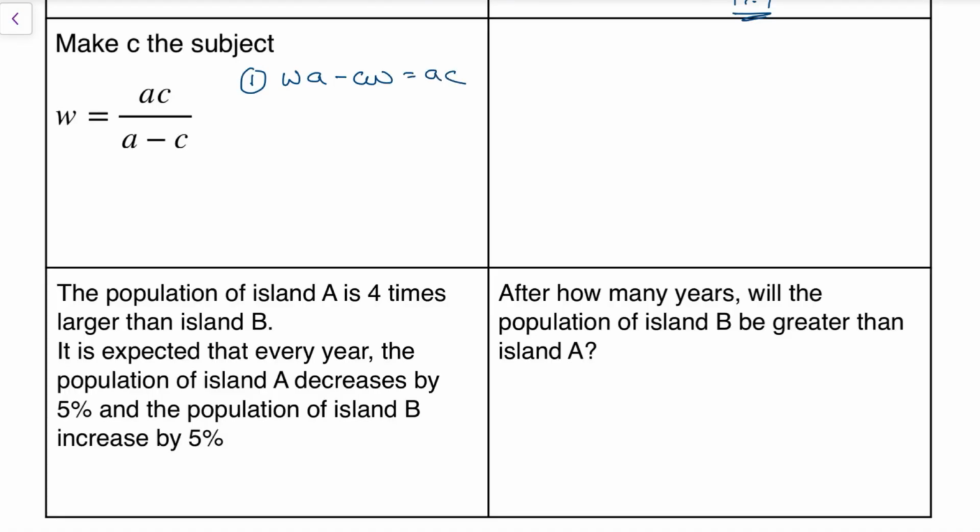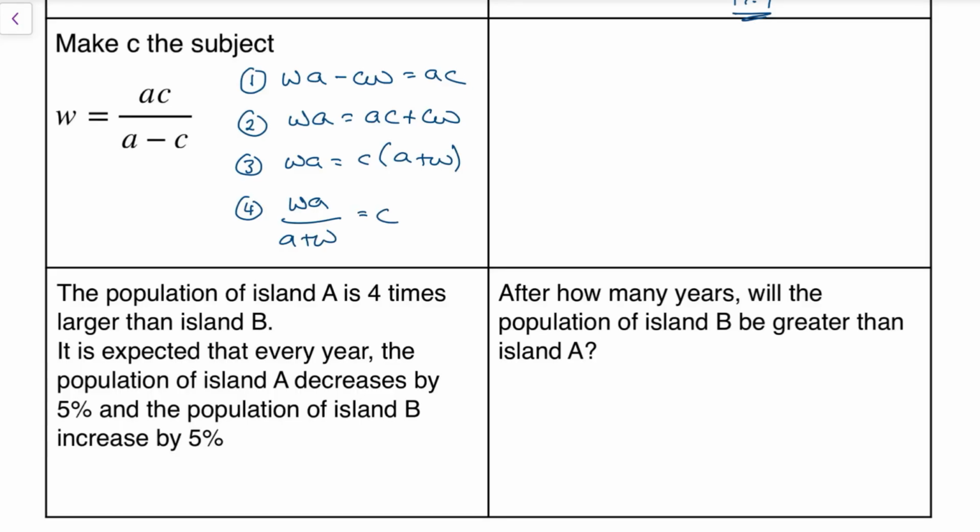Then I'm going to move everything with the C to one side. Now I'm going to move it to the right-hand side because that means it's not going to be a negative. So WA is equal to AC minus CW, but that becomes a plus. Then I'm going to factorise out the C, and you'll see why in a second. So that's going to give me C(A plus W). And then I can divide by the thing in the bracket. So WA over A plus W is equal to C.